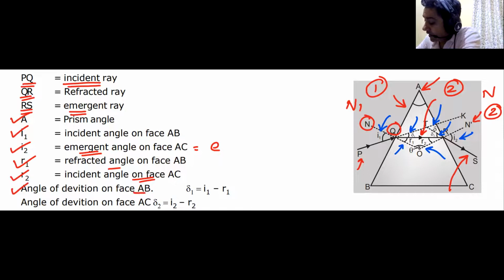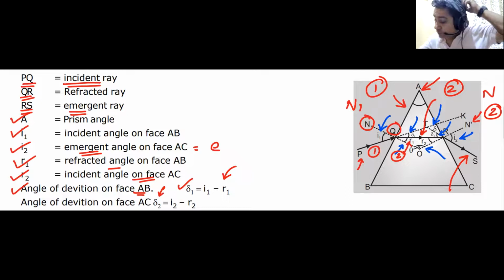Angle of deviation is the angle between the ray which is coming out and the ray which is incident. In this case, it is the angle between ray number 1 and ray number 2, which is going inside. This is angle of deviation delta 1. Do you see angle of deviation delta 1? I had marked it. Yes, sir. That is equal to I1 minus R1. Similarly, you have angle of deviation delta 2, that is I2 minus R2. You will have to write everything down in your notebooks. I'll give you 3 minutes to do this. Can you do this for me? Okay, sir.